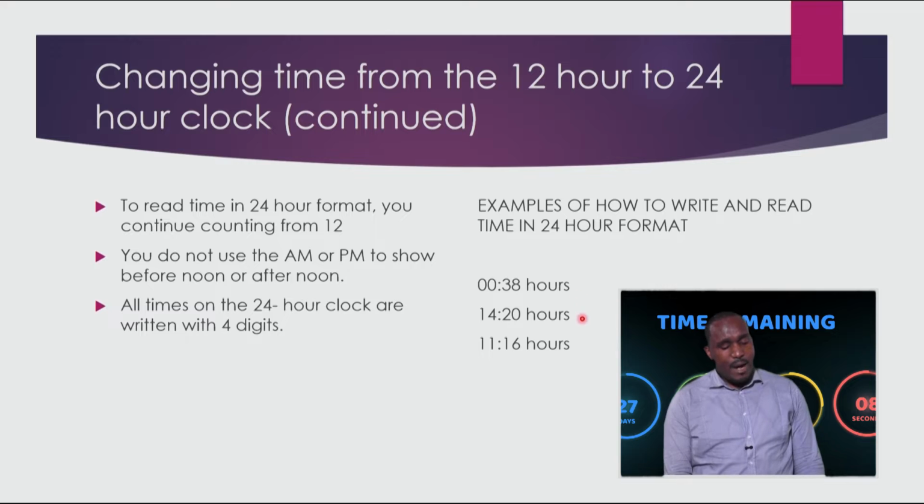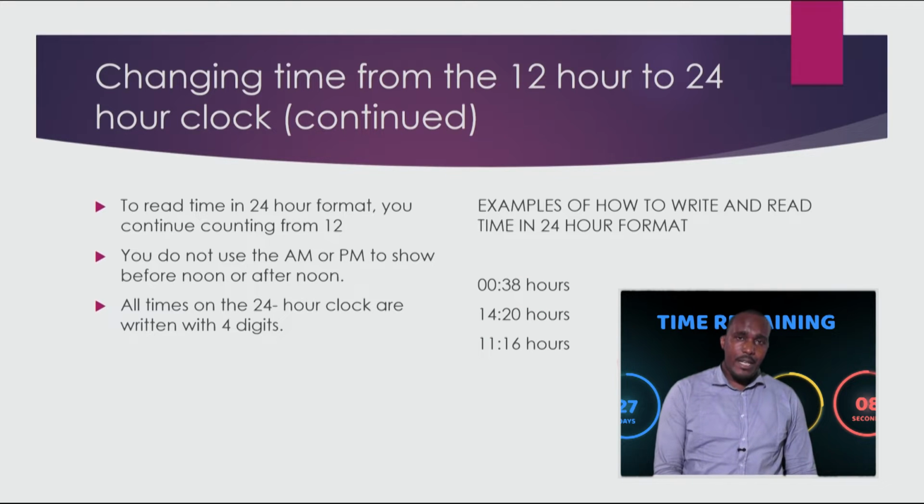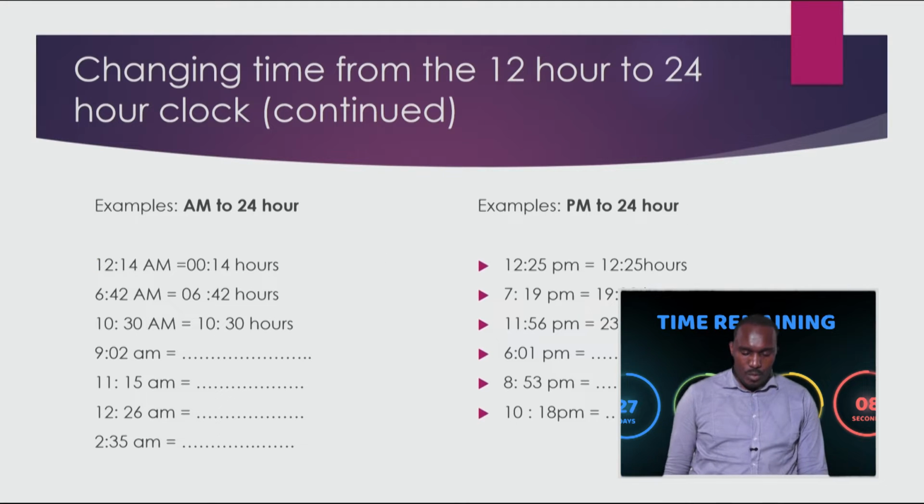Or if it is in the afternoon, you say the time is 1420 hours. The time is 1420 hours. Or you can say now it is 11:16 hours. 11:16 hours. So this is the way you express time in 24-hour format. You use the 4 digits. We proceed.